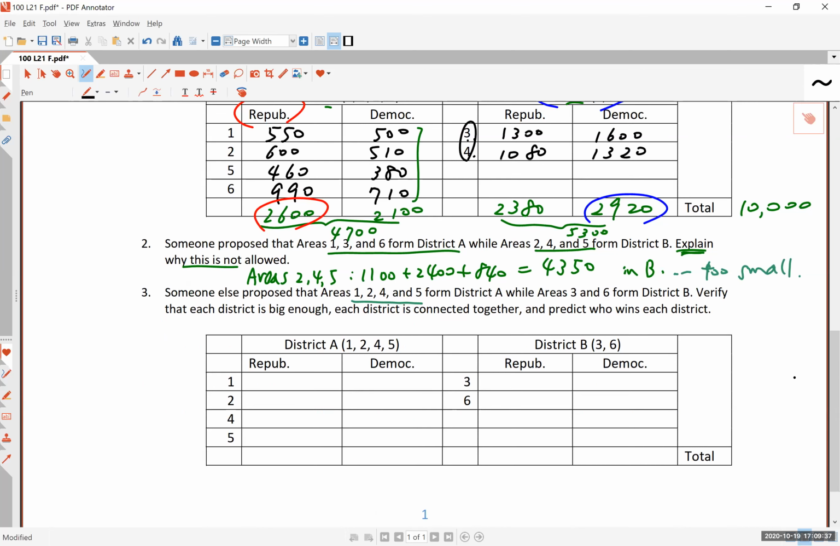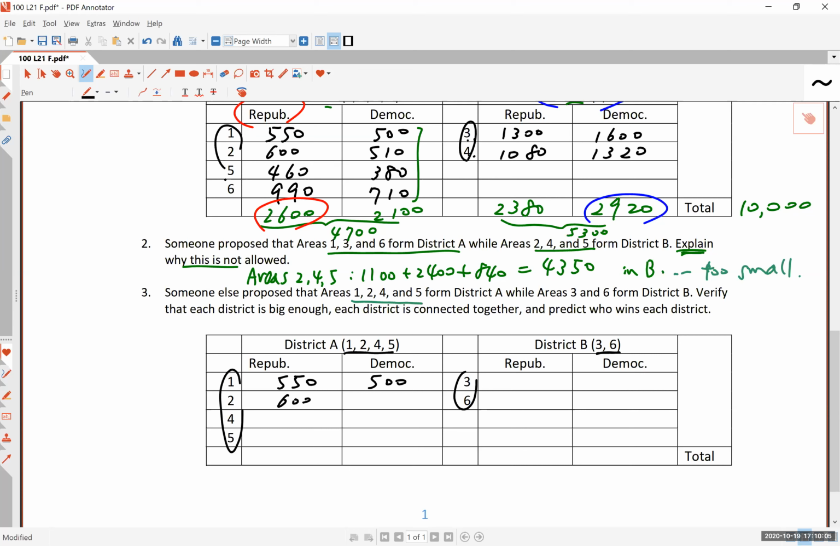All right, so areas 1, 2, and 3, 4, these going here, and areas 3 and 6 going here. Okay, so in District A, the new proposed District A, area 1 has 550 red party registered voters and 500 blue registered voters. Area 2 has 600. Of course, these are the same numbers you see here.